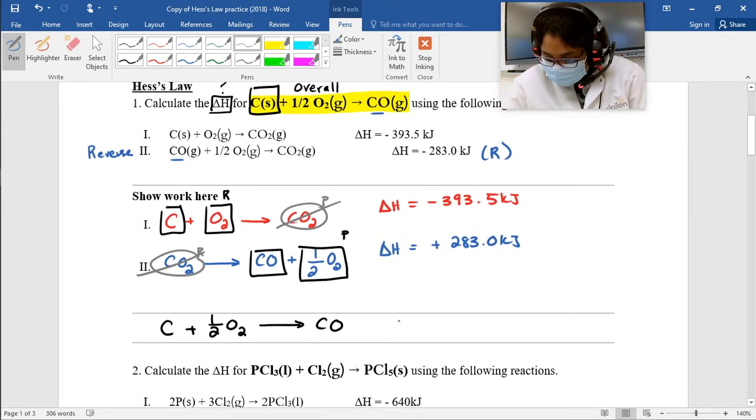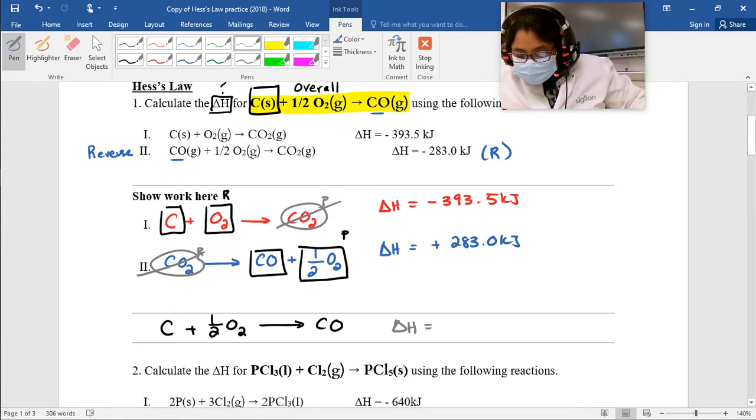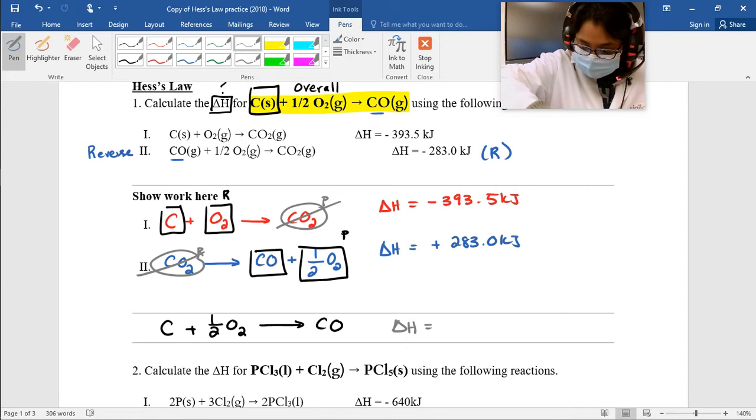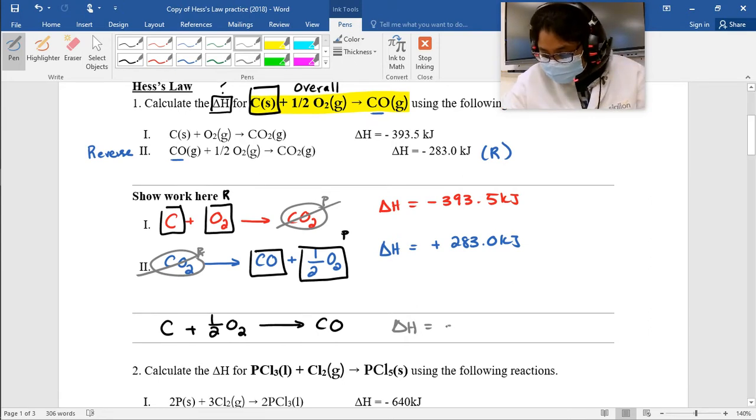Now that I did that, I can resolve the delta H for this reaction. Let me grab my calculator. So negative 393.5 plus 283 gives me negative 110.5, negative 110.5 kilojoules.